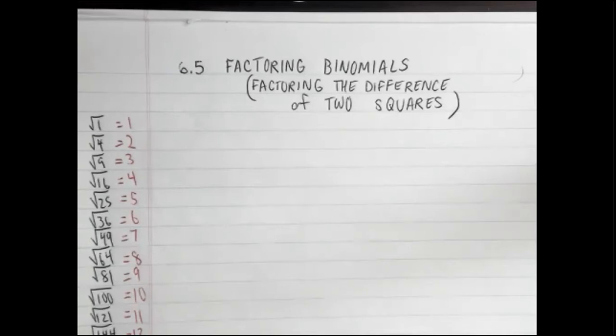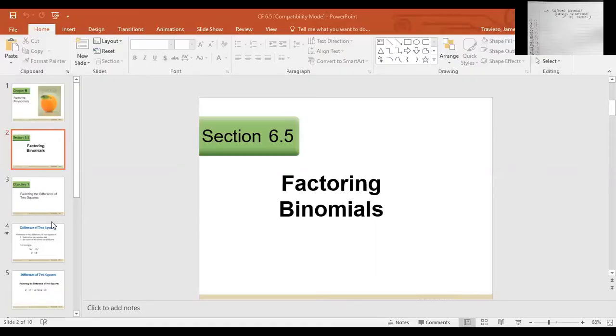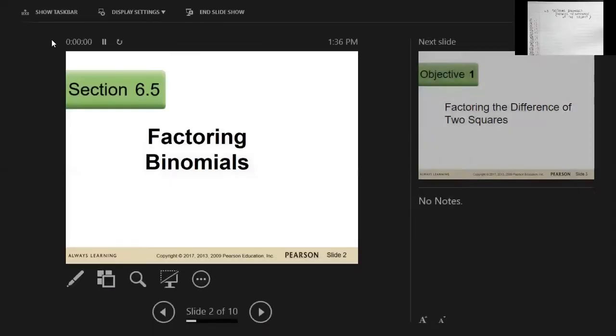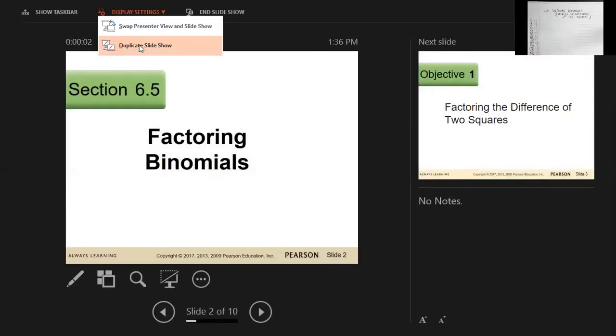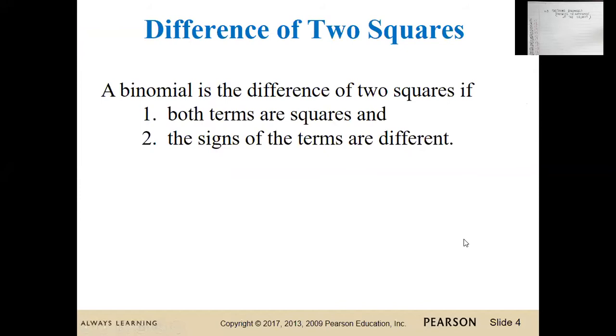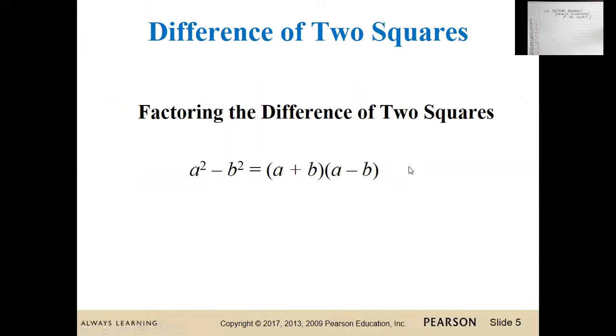Let me show you one of the slides on the PowerPoint. And again, you have a difference of two squares. The key is that difference. Difference means subtraction, okay? So you're going to have two squares, square roots separated by a subtraction sign, all right?